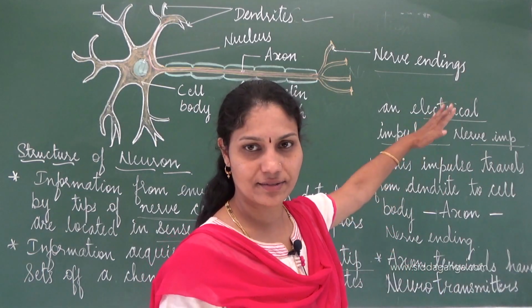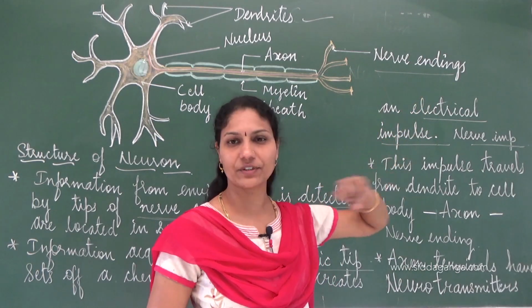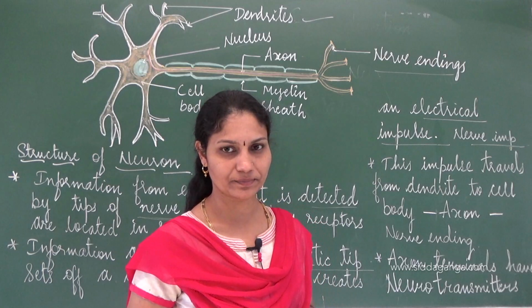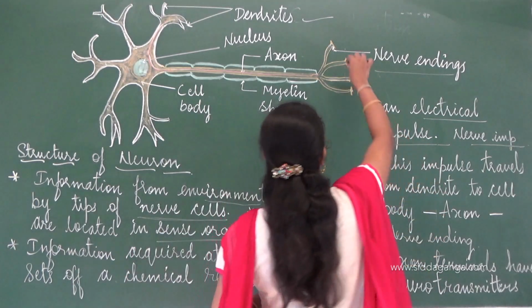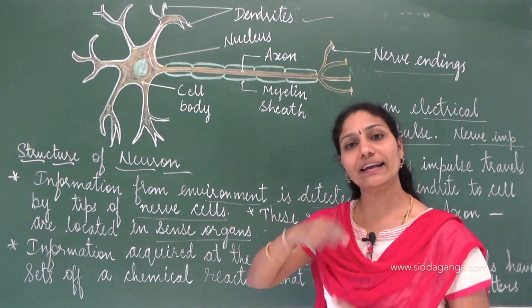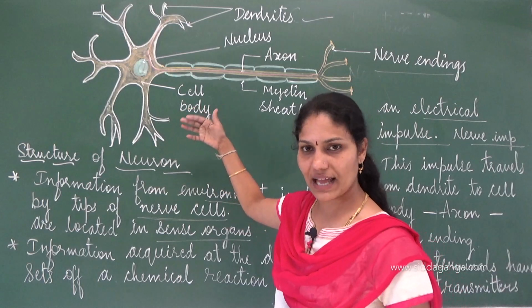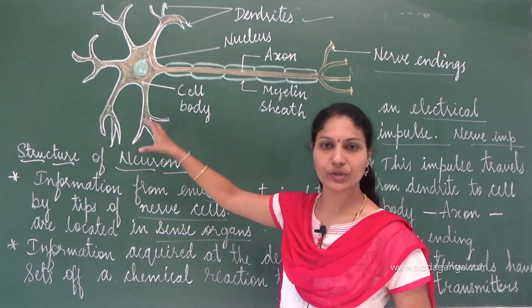And at this the nerve signal is again converted into chemical signal. From nerve ending, this signal has to pass on to another neuron. Is it not? This is the travel of information in a particular neuron.